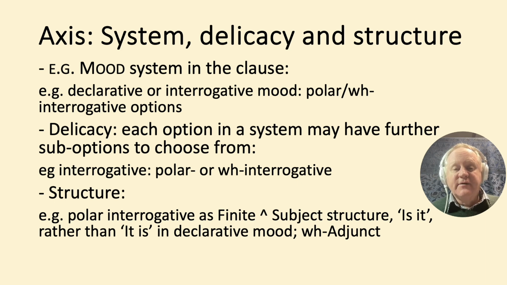Structure, meanwhile, accounts for how systemic choices appear in the unit to which they belong. For example, in a clause, a declarative mood choice appears as the structure of obligatory subject finite ordering: it is, while polar interrogative mood has finite subject ordering: is it? And the wh-interrogative has the wh- element at the beginning of the clause: what is it?